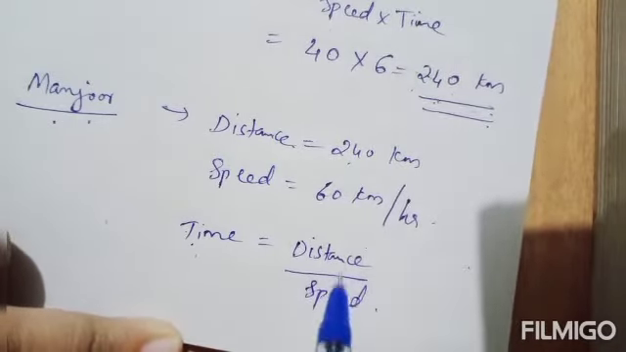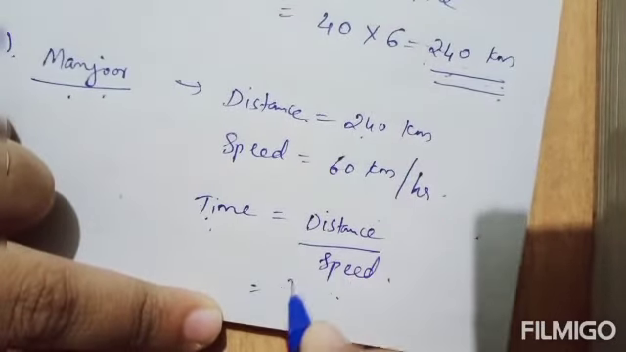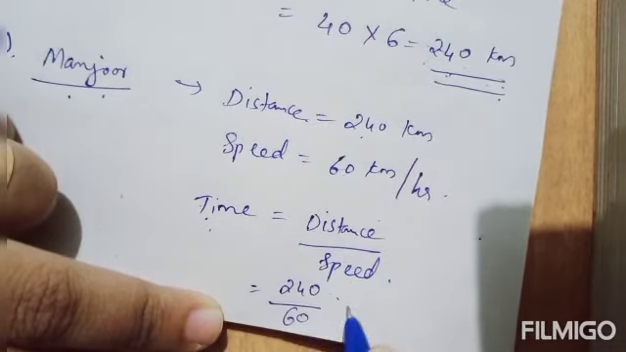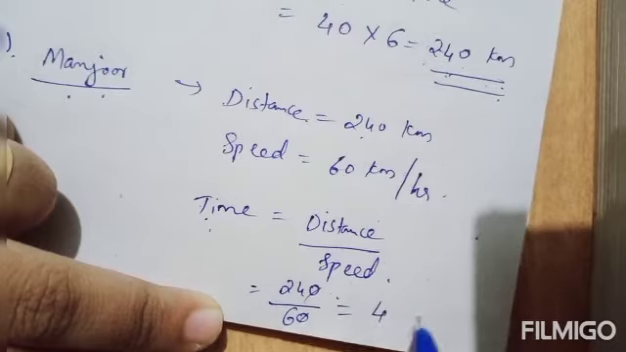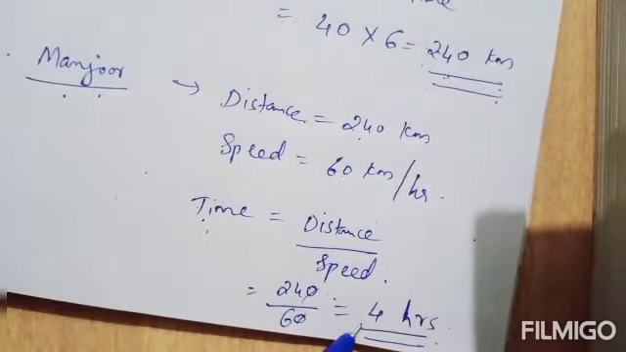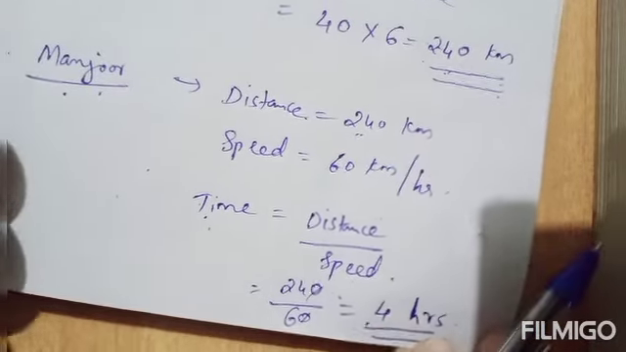Time equal to distance by speed. So distance it is 240 kilometer by speed it is 60 kilometer per hour. You will get 4 hours. Okay, this is the time taken by Manjur to cover distance of 240 kilometer.